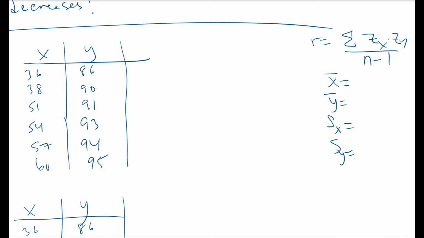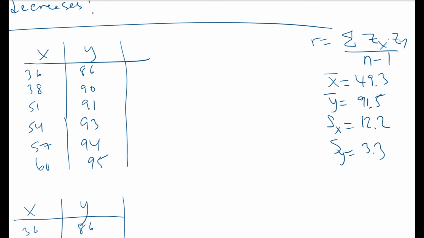To find the average for the x's, you simply average out these x values. If you did that, you would get 49.3, around there. If you average the y values, the heights, you'll get about 91.5. The standard deviation you can do on the calculator at this point. For x you would get 12.2. The standard deviation for y on the calculator is 3.3.